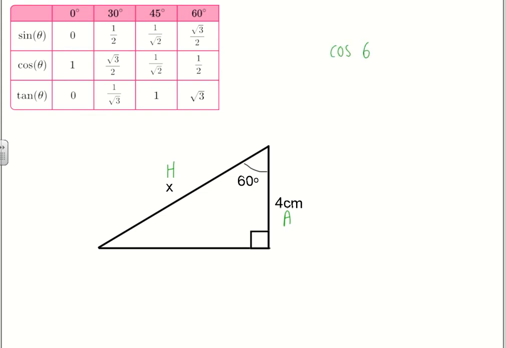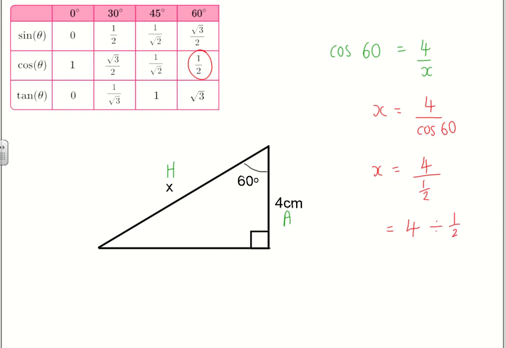Cos 60, now it's a over h. So this time it's 4 over x. Now when x is on the bottom, you've got to do a bit of swapping around and rearranging. And what you end up with is 4 over cos 60. Now going to my table, cos 60 is a half. So that's 4 over a half, which is a horrible way of writing it. I can write it as 4 divided by a half, maybe looks a little bit nicer.